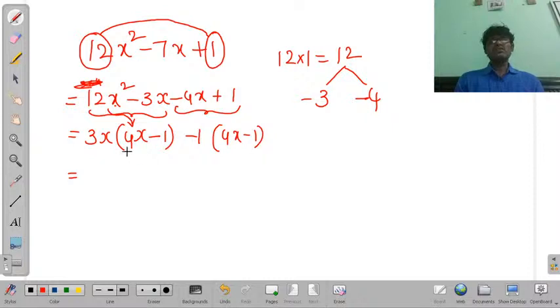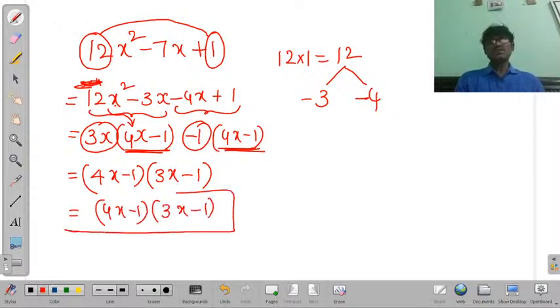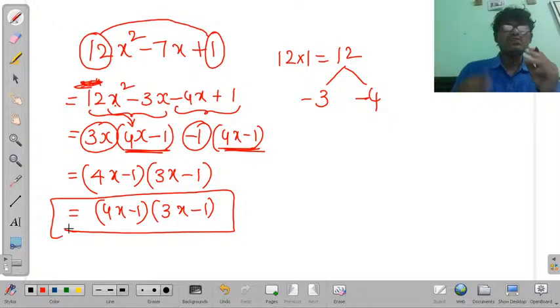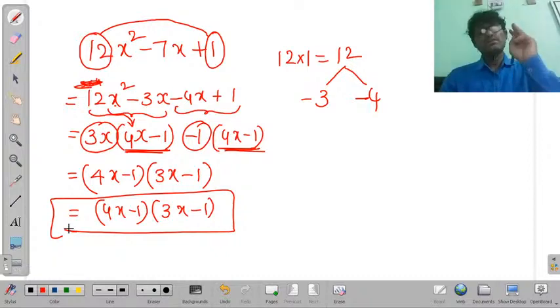Now this is equal to 4x minus 1, you take again as common factor. If you take 4x minus 1 again as common, the remaining values are here 3x, so write 3x. Here the remaining value is minus 1, so minus 1. So this is equal to 4x minus 1 into 3x minus 1. These are the two factors of the given polynomial 12x square minus 7x plus 1.